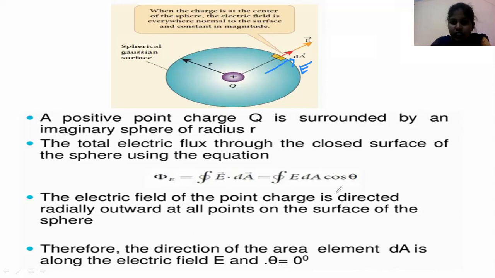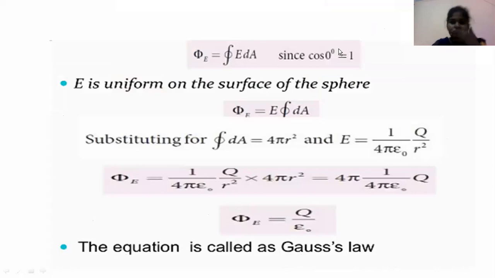So I'll just go to the next slide. So phi is equal to integration E dA because cos 0 is 1. Now E is uniform on the surface of the sphere. It's constant, and the value is constant. It's uniform. So E can be taken out since it's not varying.